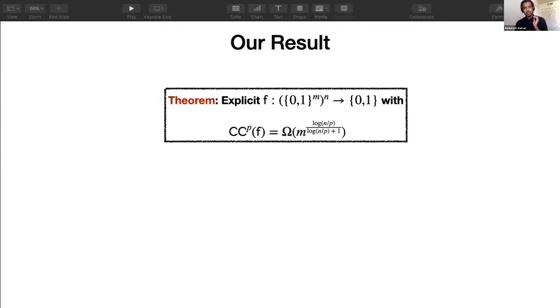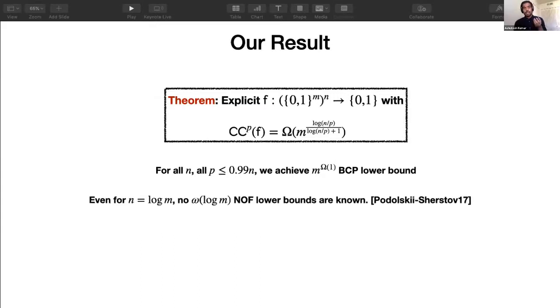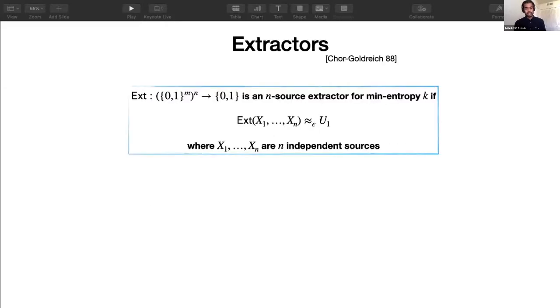If the formula is too much, let's look at the most interesting setting of parameters. For any number of parties, even if we allow 99% of parties to collude in each round, we can achieve a polynomial lower bound against BCP communication. To contrast it with the situation in number-on-forehead, even for a very small number of parties, we do not know super-logarithmic NOF lower bounds. While the BCP model allows the number of parties to be higher, the prior work could only tolerate collusion of up to logarithmic. So now let's jump into our second object, extractors.